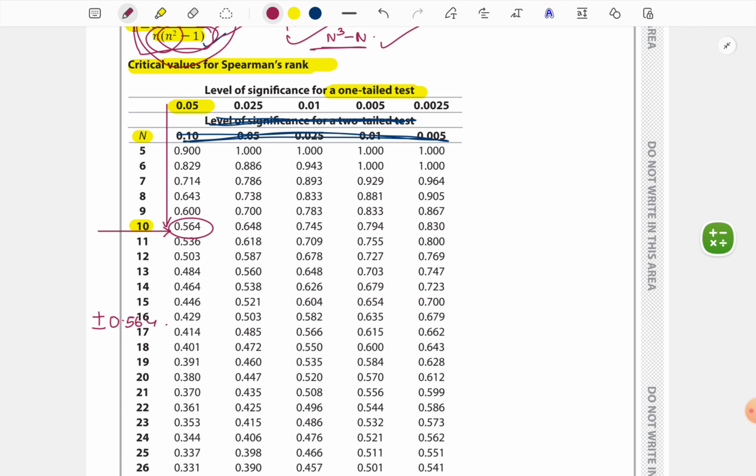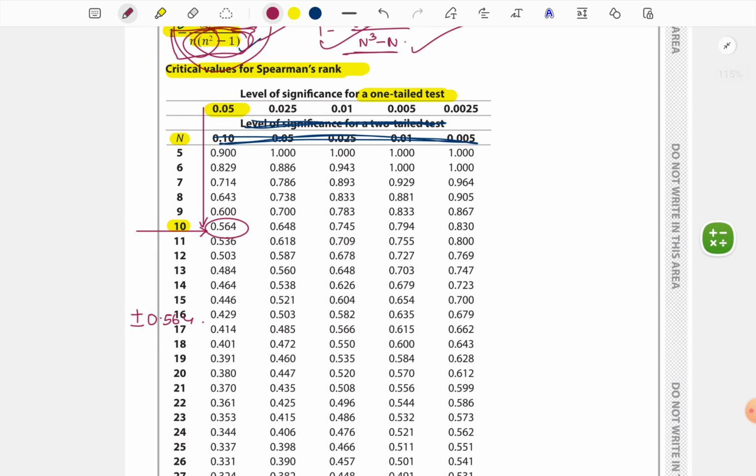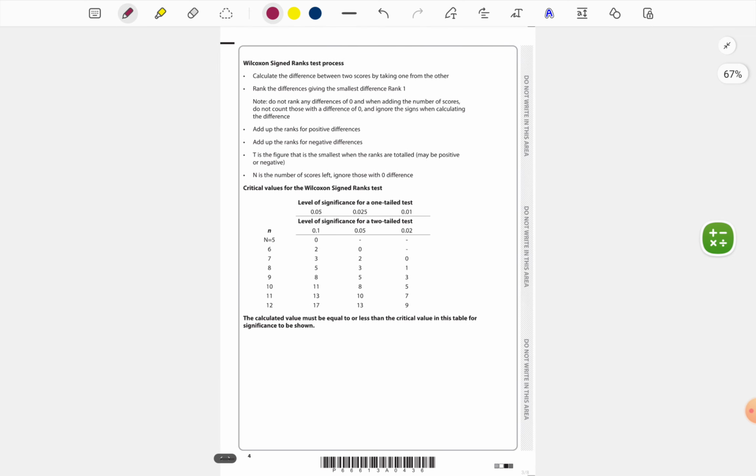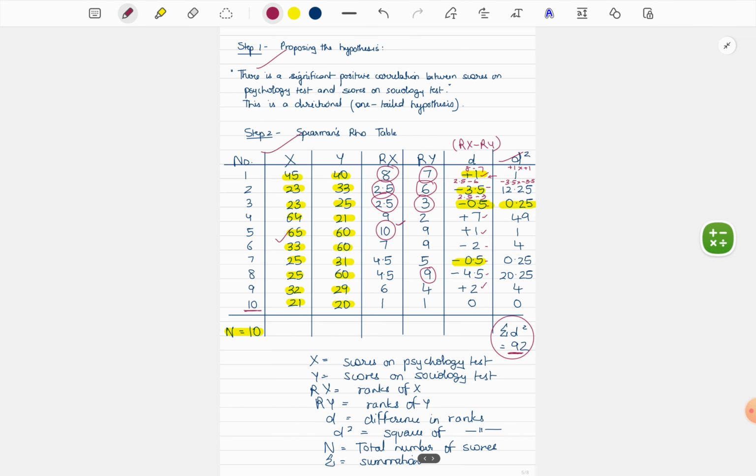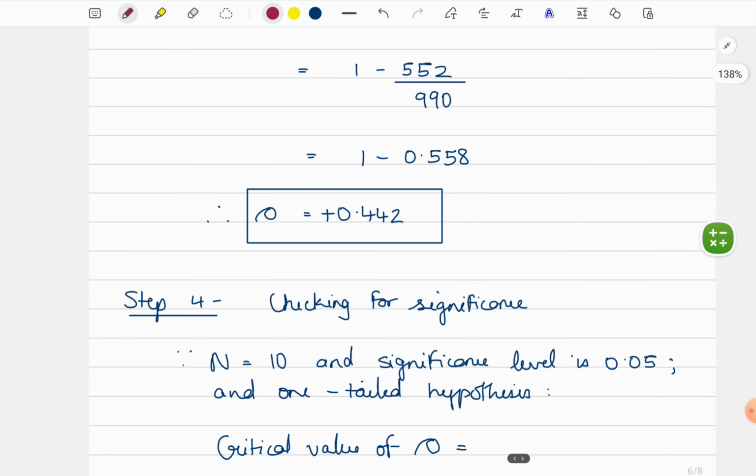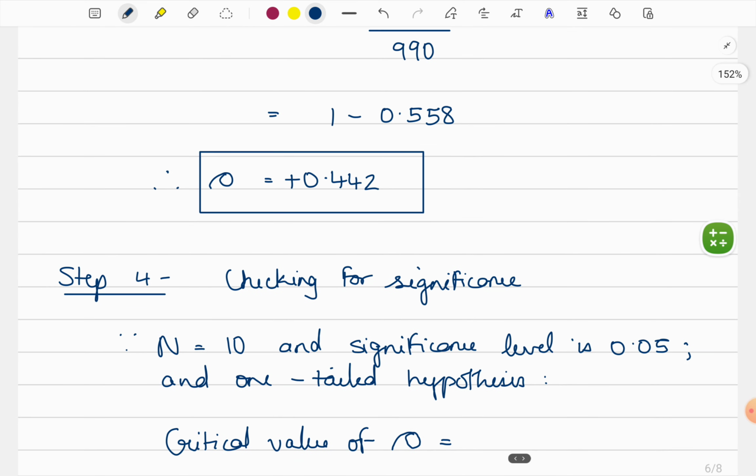It is not meant only for positive coefficients just because they have not put the negative sign. Okay, so what we need to do is, where we've written critical value of rho, we must just write 0.564. I've just copied it from the table. So what is essential is you should have the reading skill for the table.